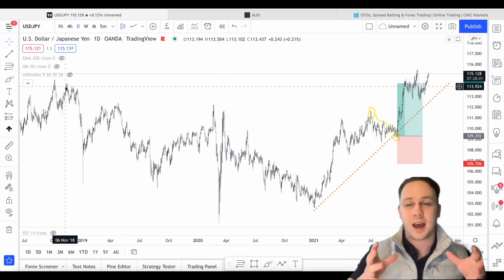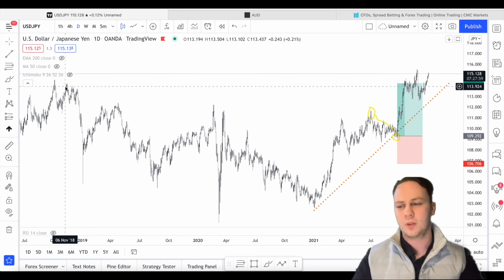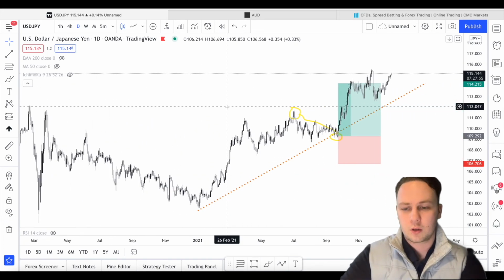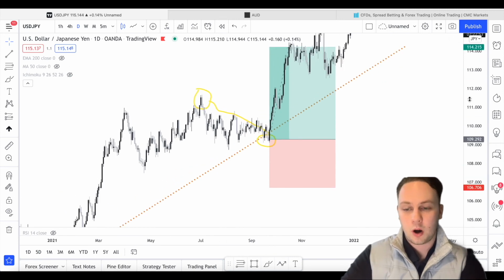Price is something of a habit. It does the same thing it does before. So we're going to set our target up there. That makes good common sense. Now, where do we put our stop loss?